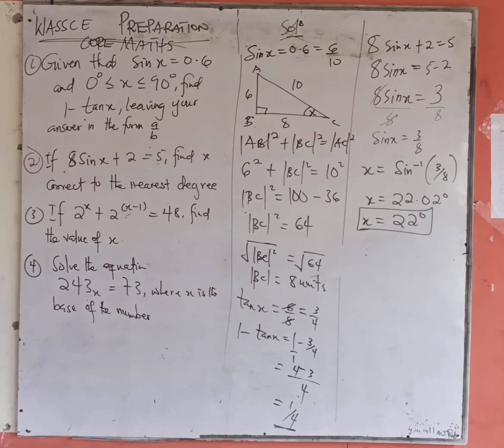Question 3: if 2 raised to the power x plus 2 raised to the power x minus 1 is equal to 48, find the value of x.